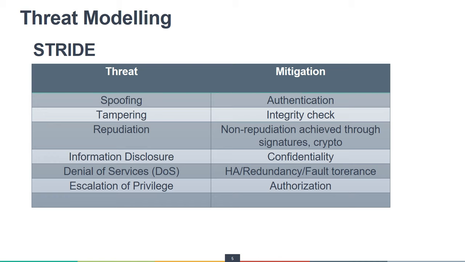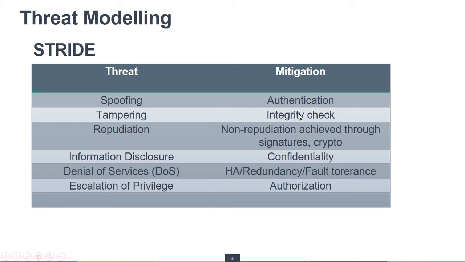So what is spoofing? It is an attack during which a malicious actor assumes the identity of another user or system by falsifying information. So how can we protect from this threat? By putting proper authentication in place. While tampering is an attack on the integrity of the data by intentional or malicious manipulation of the data. So integrity check is the mitigation plan.